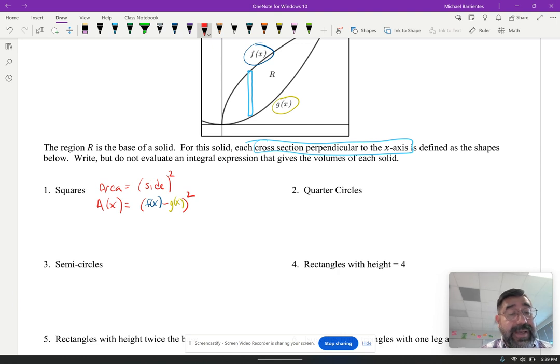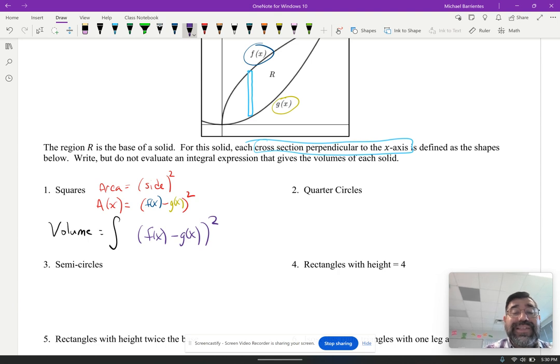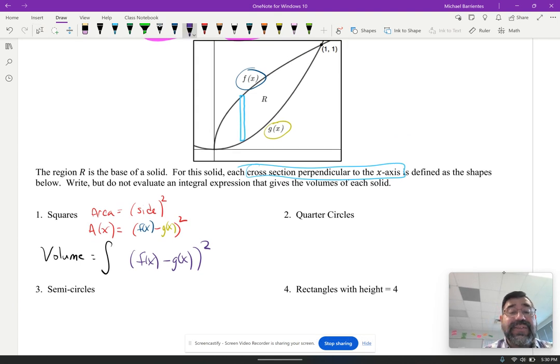Okay, so we did that. So therefore, to find the volume, we're going to take the integral of this thing. Let's do it in purple. f of x minus g of x quantity squared. We're starting to stack our slices from 0 all the way to 1, from 0 to 1, dx, and we're done. That's the setup for number 1.